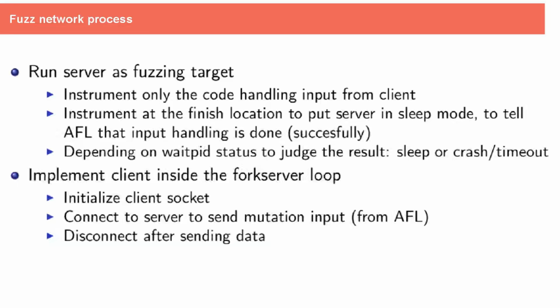So here's how it works. You run the target binary as a fuzzing target, like normal, right? And we only instrument the code handling the input from the client. So here we have client and server, right? You run the server inside AFL, and we instrument all the code that handles the input sent from the client. Regarding the client, we put the client code inside the fork server loop of AFL. When it runs, it initializes the client socket, connects to the server, and sends the input generated by AFL to the server. It disconnects after that and repeats the loop.